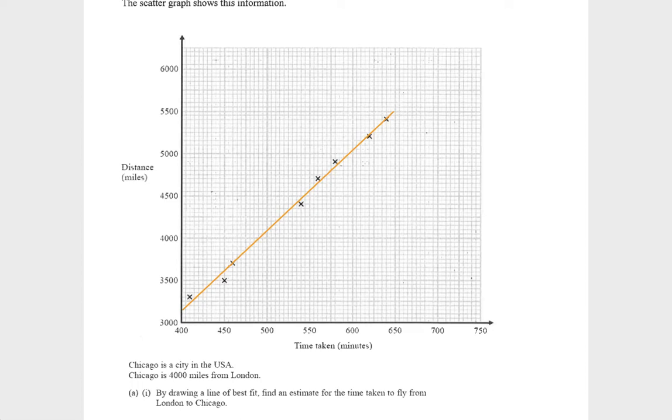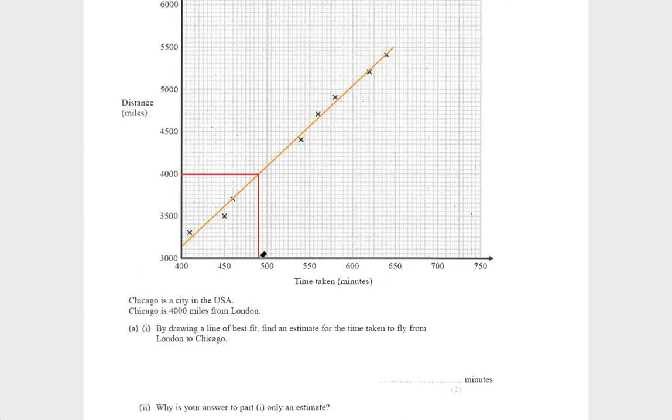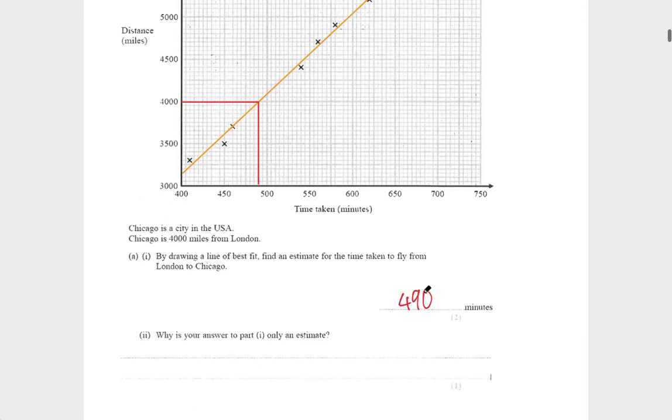So trying to estimate for Chicago there, I'm going to use 4,000, draw that across to the line. It's a good idea to actually draw these to make sure that you get the marks, so draw your readings onto the graph. That ends up being 490 minutes, making sure that you read every square as 5 minutes and not 10 minutes, because there are 10 squares between 450 and 500. The mark scheme will accept anything from 480 to 500 in there.